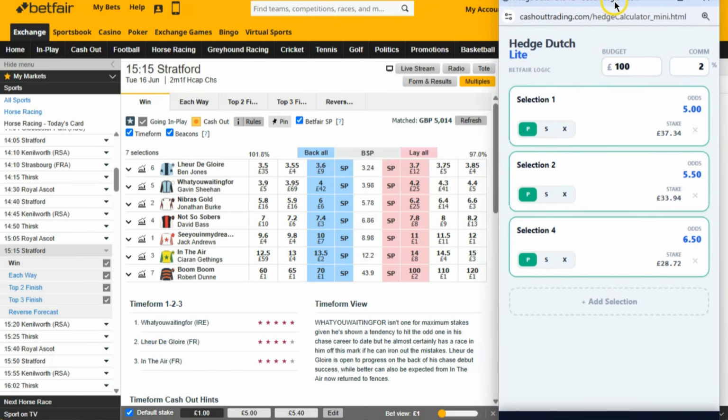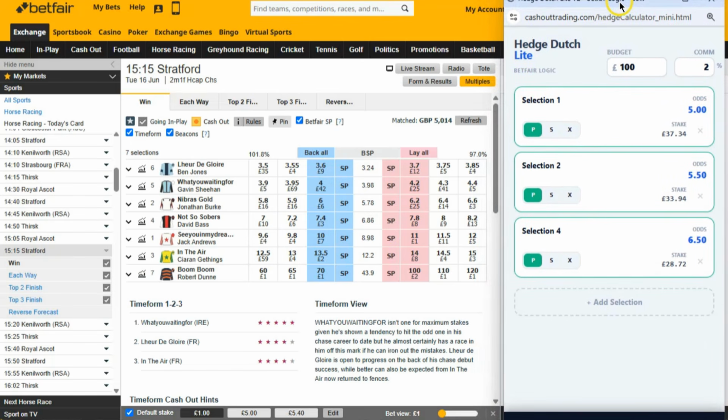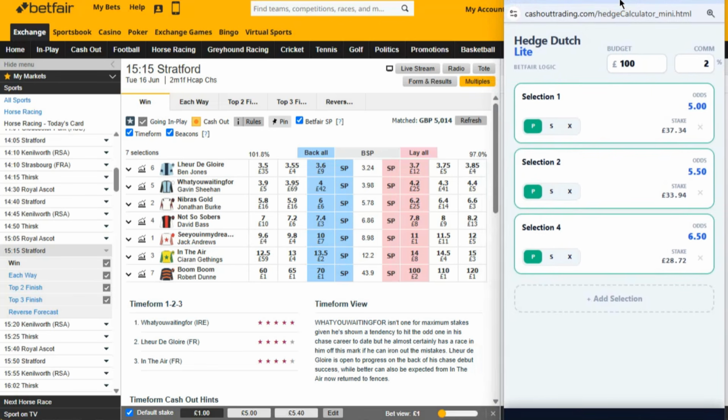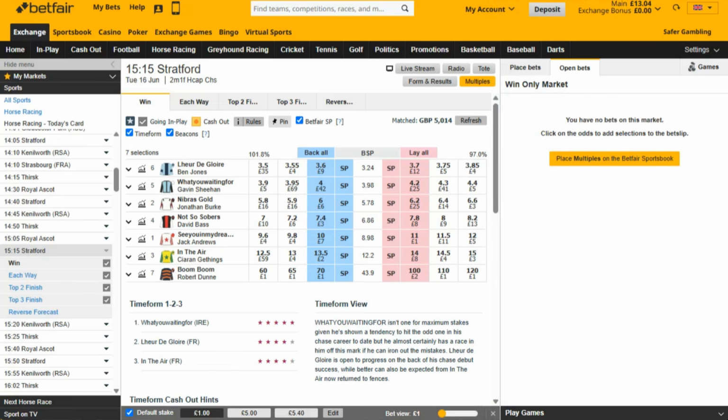So we've got a race here. The favourite is over 3, so that means it's not a strong favourite. Okay, we'll bring this calculator up.